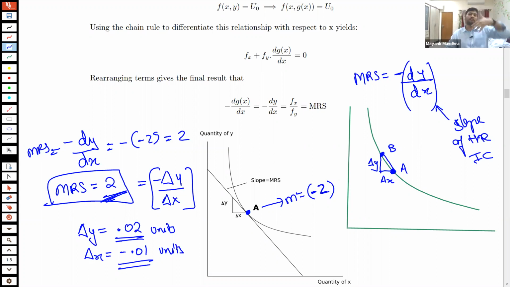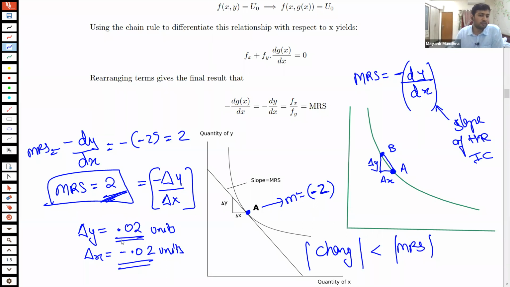But if this rate is different, suppose somebody takes away 0.02 units of good x, then the rate at which your goods have changed is 1. So delta y by delta x is actually now equal to 1, which in magnitude is lower than the MRS. So if the magnitude of the actual change is less than the magnitude of the MRS, in that case you become worse off. Why did you become worse off?